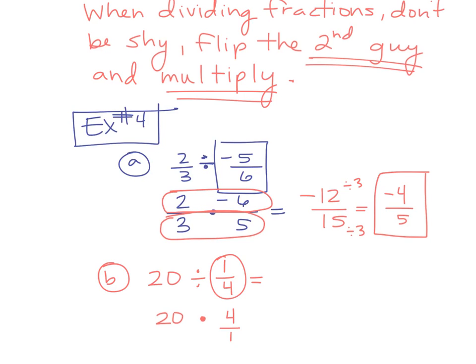Now, technically, you don't even have to put the 1 there because 4 over 1 is 4, right? So you could just do 20 times 4, which equals 80, and you would be done then. It equals 80. Okay? If you find it simpler to put ones underneath both of them, that's fine too. But don't write your answer as 80 over 1. We always want the most simplified answer, which would just be 80. Okay?